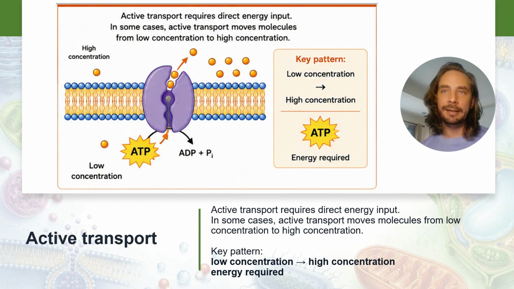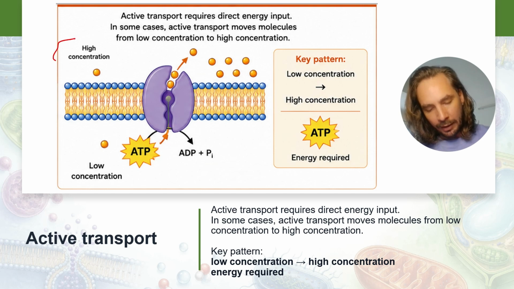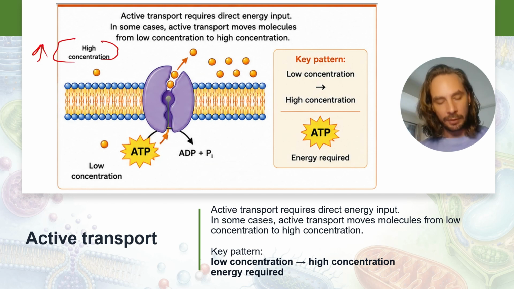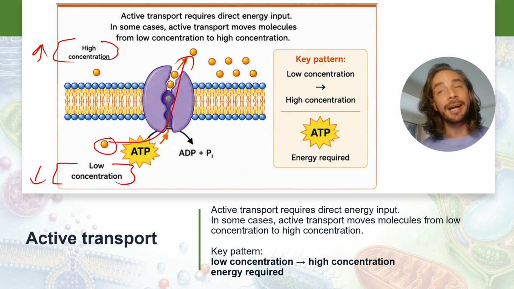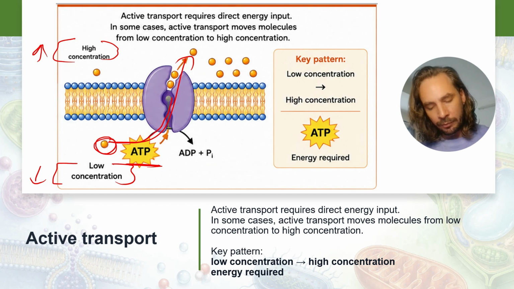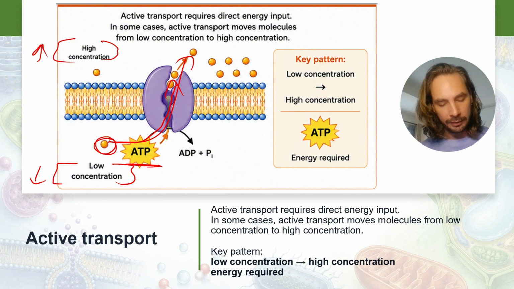Active transport, on the other hand, is when I have a high concentration on one side and a low concentration on the other side, but I want these molecules to go out. Now, because I'm moving against the concentration gradient, I need to pay for that. I need to pay energy for that. So that is where I'm going to be using ATP. So we'll use ATP to move this molecule through that channel against the concentration gradient.